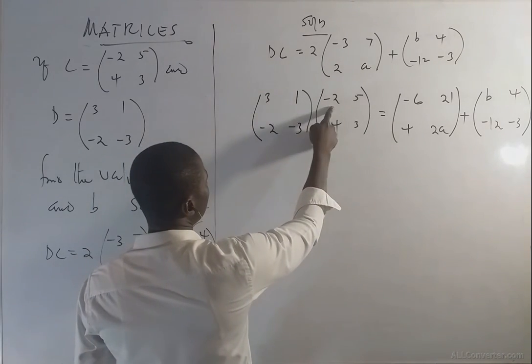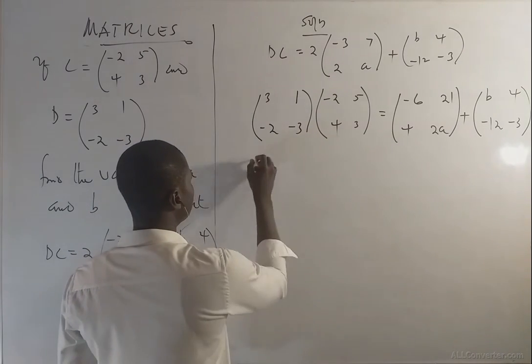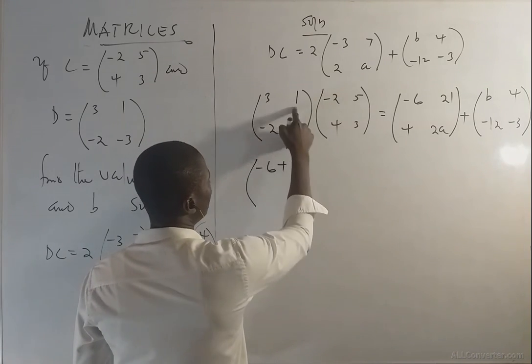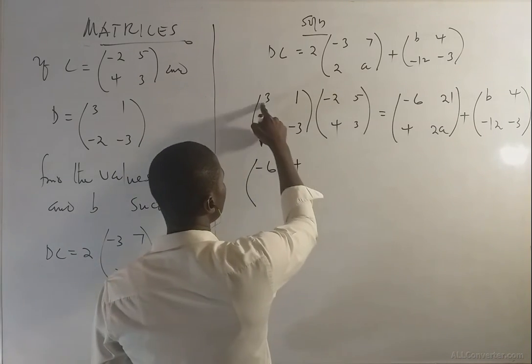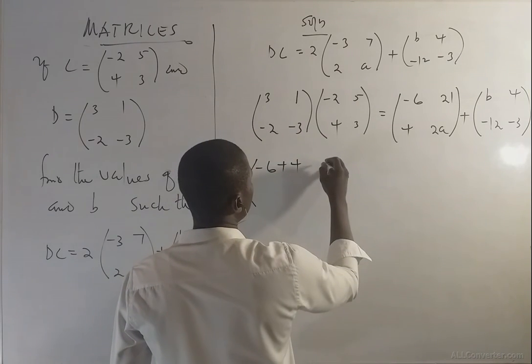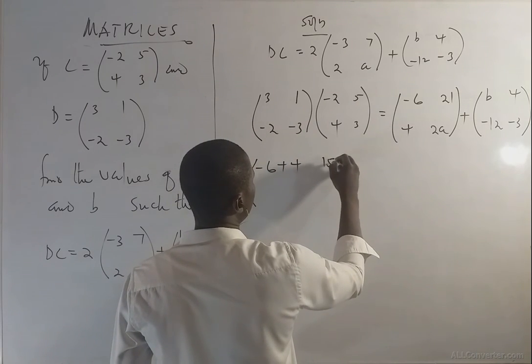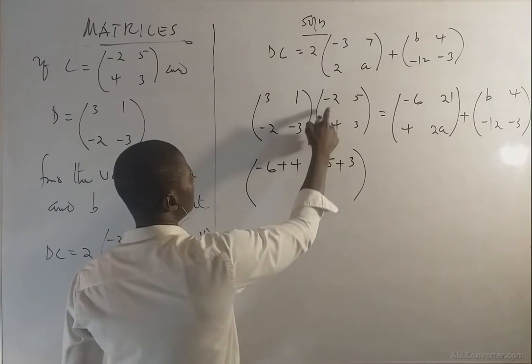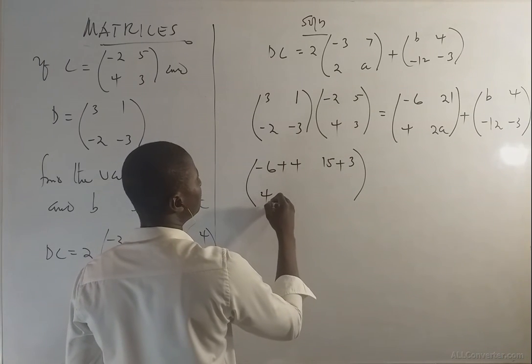So 3 times -2 plus 1 times 4. So let's start. 3 times -2 will give us -6, plus 1 times 4 will give us 4. 3 times 5 will give us 15, plus 1 times 3 will give us 3. The -2 times -2 will give us 4.